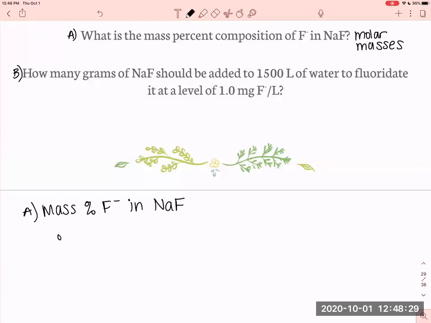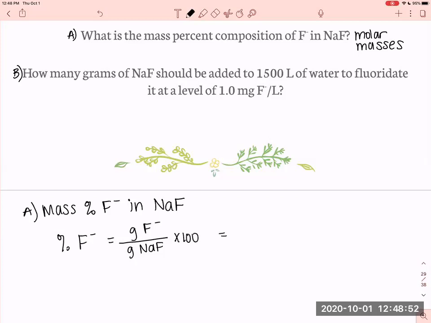So let's set up our formula. Mass percent of fluoride is going to be the grams, and I know I'm using grams because I say mass. So if I say volume percent, I'd use milliliters or something, but the grams of fluoride over the grams of sodium fluoride. How many fluorides are there? There's one fluoride, so I don't need to multiply it by anything. We're going to multiply it by 100 to get that percent.